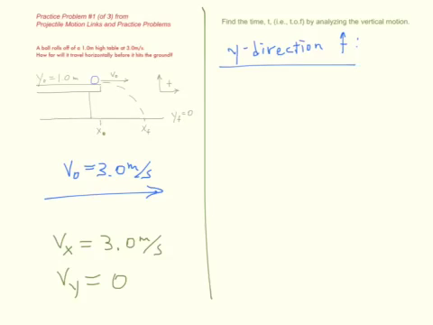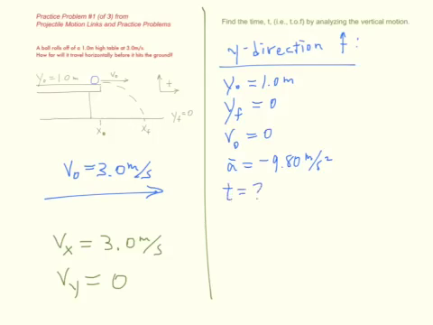Now we're ready to analyze the vertical motion. I'm going to write down my knowns, just like with any accelerated motion problem. We start with an initial vertical position of 1 meter and a final vertical position of 0. Our initial vertical velocity is 0. Our acceleration is downward, and thus negative 9.8 meters per second squared. And we are looking for time, so that is our unknown. We'll write that down.